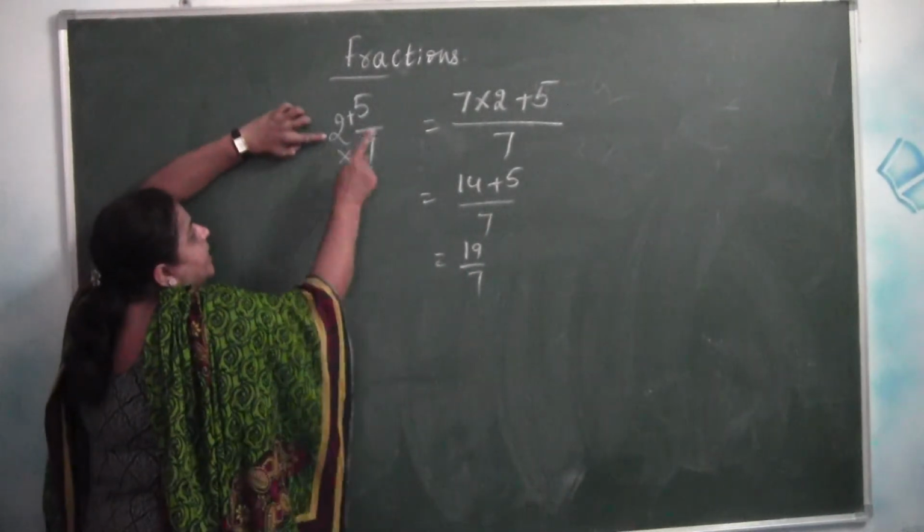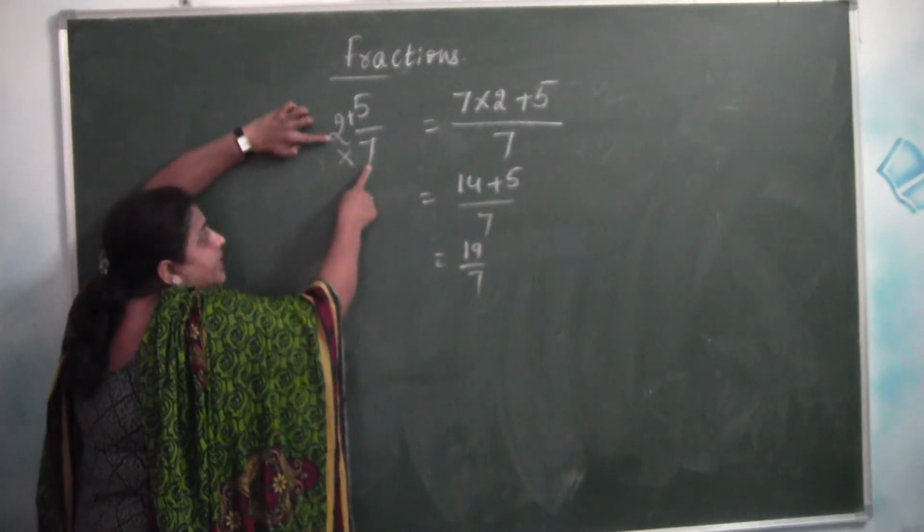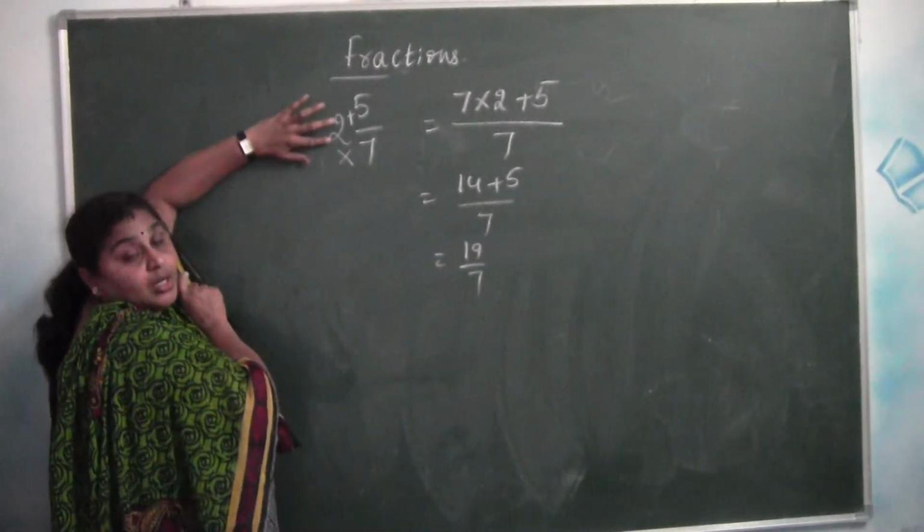So here what are you doing? You are multiplying the denominator with the whole number. What are you doing?